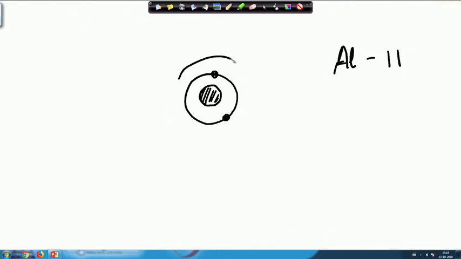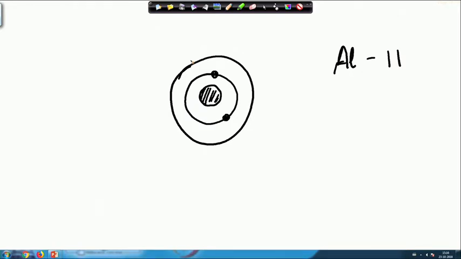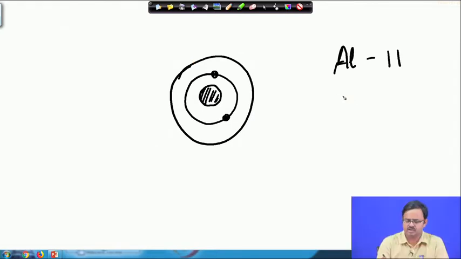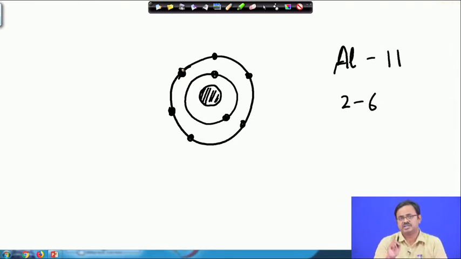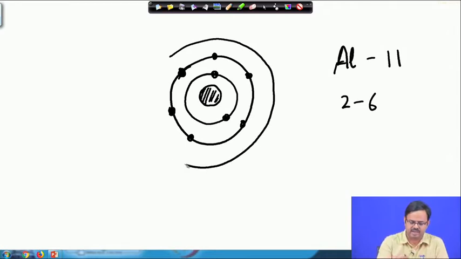The first shell is called the K shell, and the next one is called the L shell. The L shell will have 2, then 6, so let us draw those electrons: 1, 2, 3, 4, 5, and 6. Of the 11, we still have 3 more electrons, and those are in the M shell. So, K has 2, L has 6, and M will have 3.